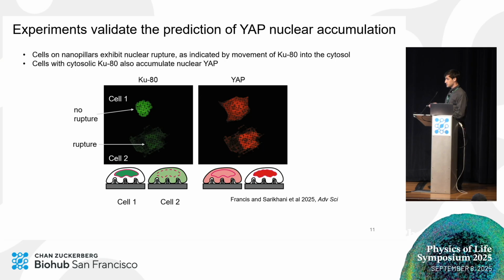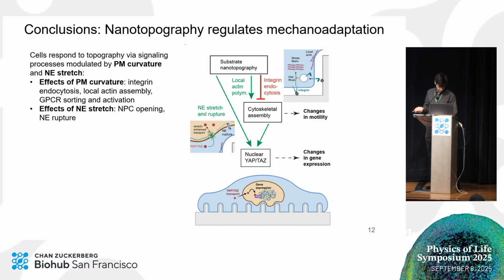And we were curious if this would be the same thing you see in experiments, because they had only shown that these rupture events occur, but hadn't measured YAP/TAZ. And what we see here is when they look at YAP within these same cells that had exhibited nuclear envelope rupture, they have an increased amount of YAP within the nucleus, in line with our simulations.